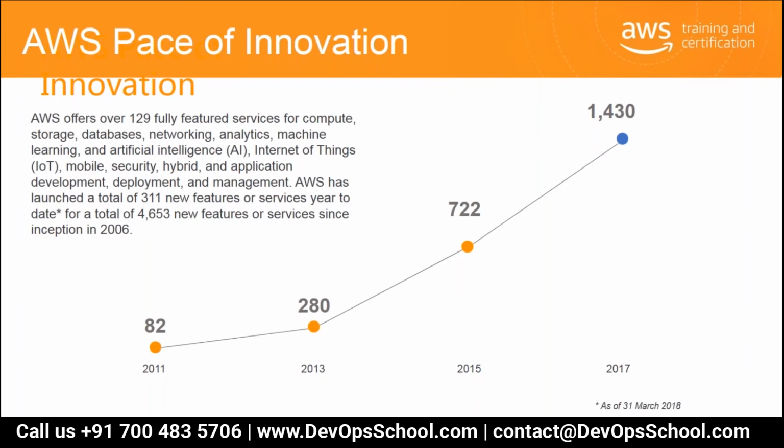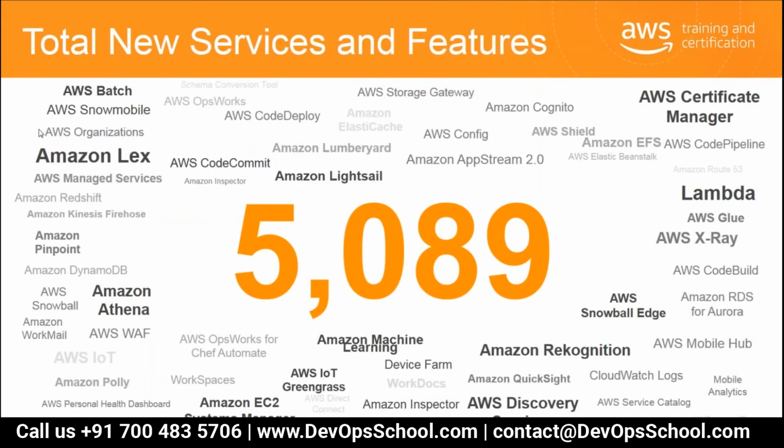If you look at the graph here, in 2011 there were 82 services and features as part of the AWS environment. And in the year 2017, it is 1430 services and features. Okay. And this is the high level count of the total number of new services and features as of March 2018, because this is when this course was designed. You may get overwhelmed looking at this image with different services, and assume you may have to remember all these things or understand everything. It is not like that. You will understand at a high level how these services are categorized.